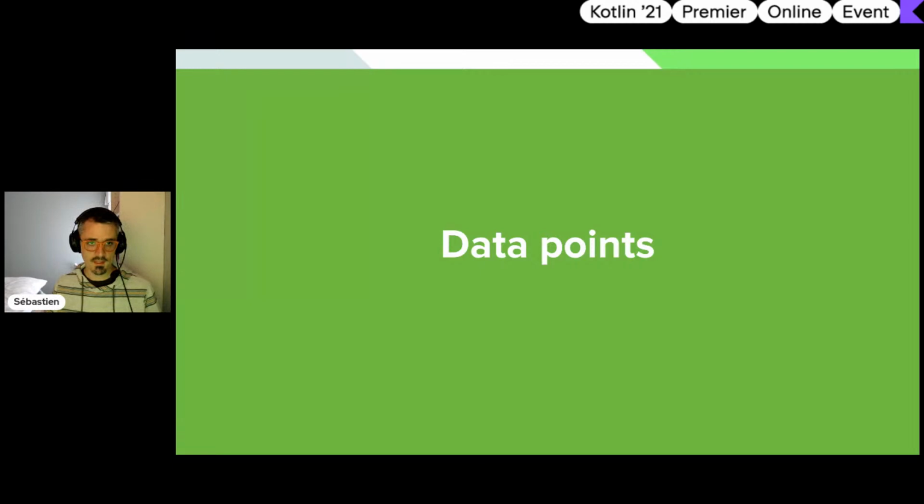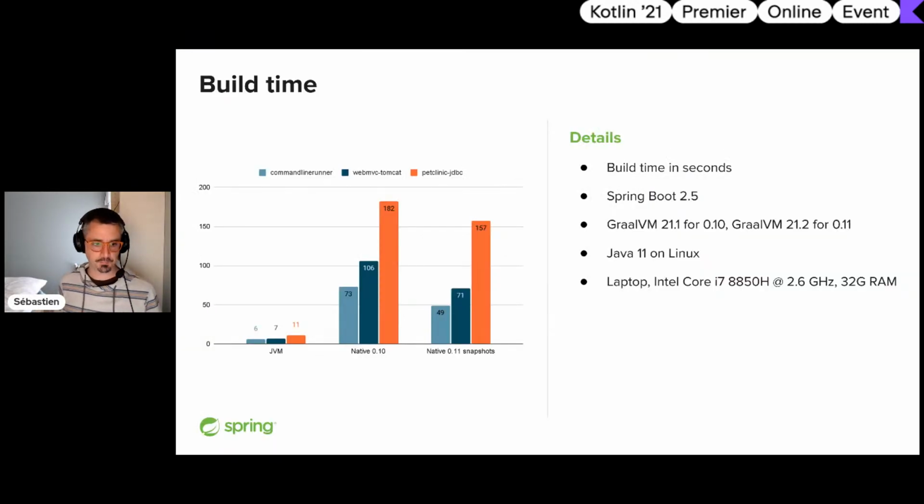So, concrete data points. Here is the build time of three applications. Command line runner is an almost empty Spring Boot application with just something printed on the command line. WebMVC Tomcat is Spring MVC plus Spring Boot plus Tomcat plus Jackson with simple REST endpoints. And Pet Clinic JDBC is the Spring Data JDBC-based flavor of our famous Pet Clinic application. So something that is close to a real-life application, I would say.